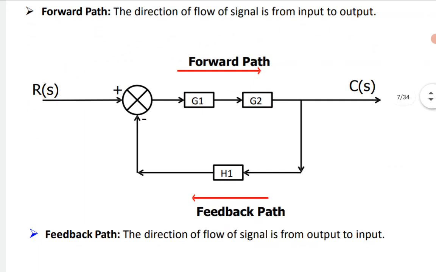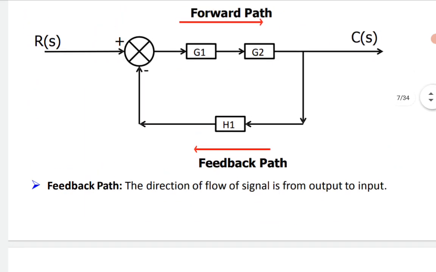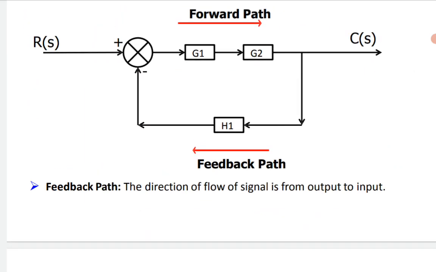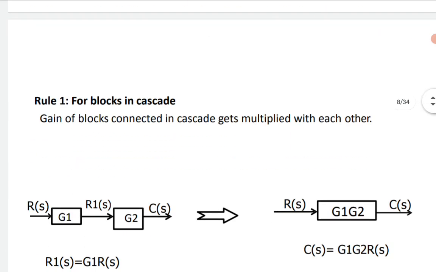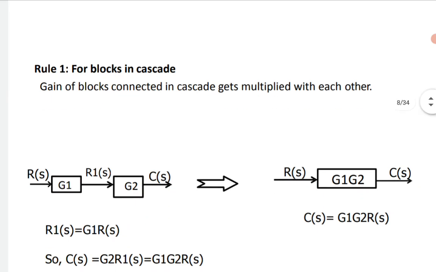Now the feedback path should also be highlighted. In the feedback path, the direction of flow of signal is from output to input. So this fundamental knowledge should be there, then only you can proceed further. Now come the relevant rules to be handled before solving critical block diagram reduction problems. What is the need? Because with the help of block diagram reduction, we may generate the respective transfer function.